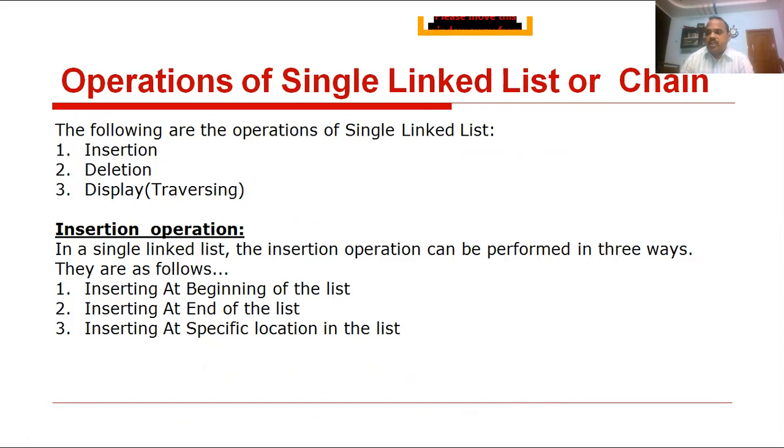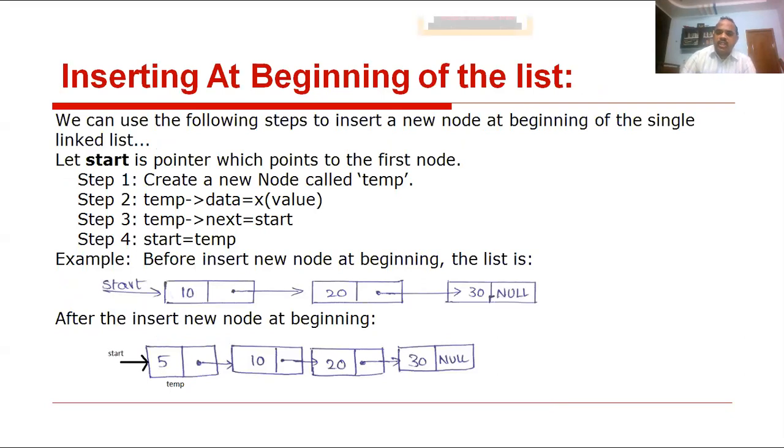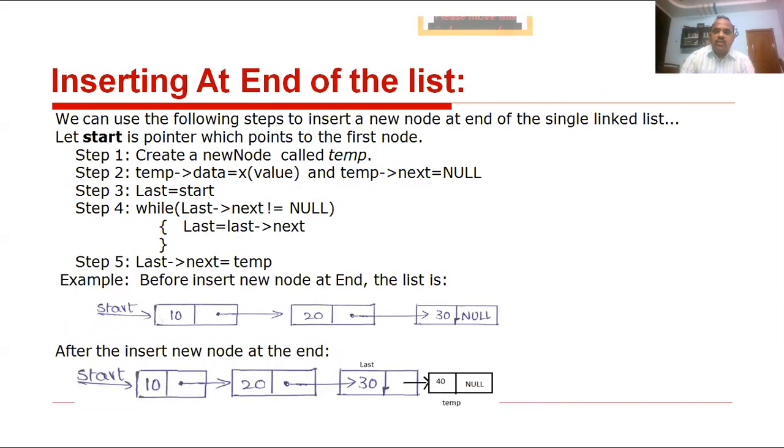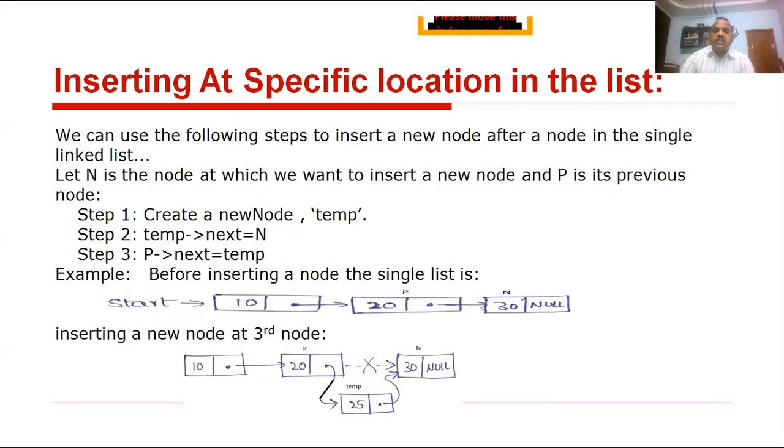In the insertion operation, we can insert an element in three ways: at the beginning of the list, at the end of the list, or at any specific location in the list. This is an example for inserting. Next, inserting at the end of the list. We can use the following steps to insert a new node at the end of the single linked list. Here start is the pointer which points to the first node. This is an example for the end of the list. Next, inserting at a specific location, the middle of the list, at the second position.